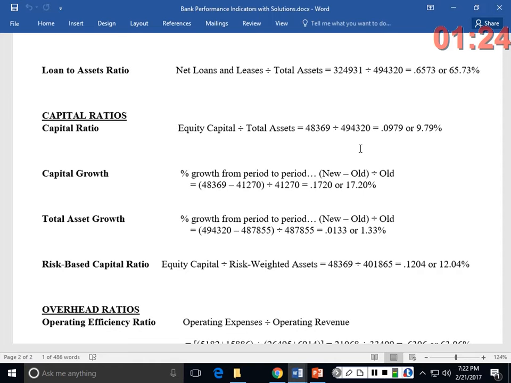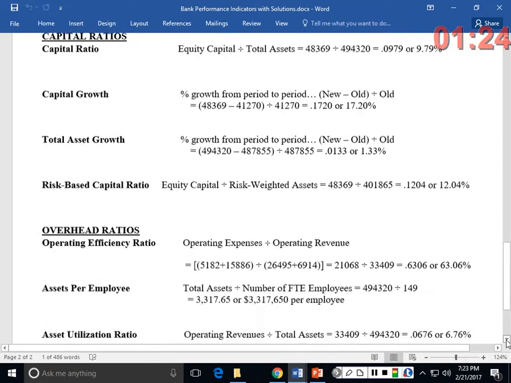And then you've got the risk-based capital. This is what we talked about earlier tonight. So notice total assets, equity capital divided by total assets, 9.79%, equity capital divided by the risk-weighted assets, because this bank does have assets that are less than 100% risk-weighted, 12.04%. So this bank would be considered well-capitalized, looking at the capital standards set by bank examiners.